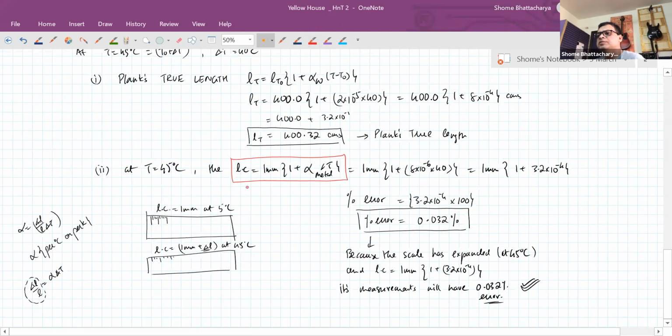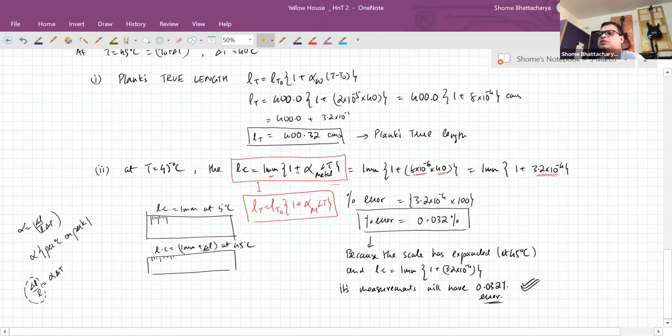Any length portion of that metal at the new temperature will become the original one into 1 plus alpha of the metal into delta T. This formula. So a portion of 1 millimeter would have expanded to this value now. Alpha for the metal is given as this, and the change in temperature from 5 degrees C to 45 degrees C is 40 degrees C. So this value is coming out like this.